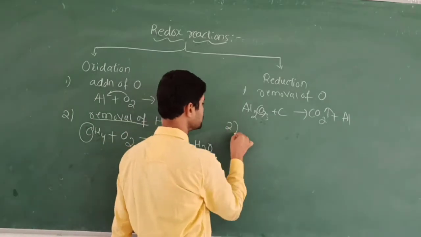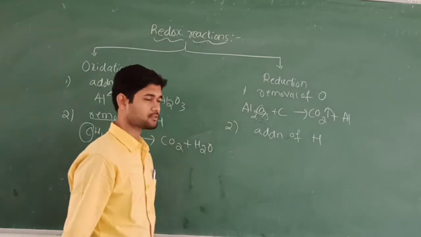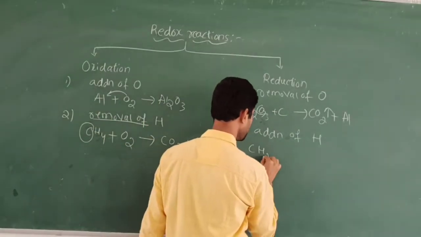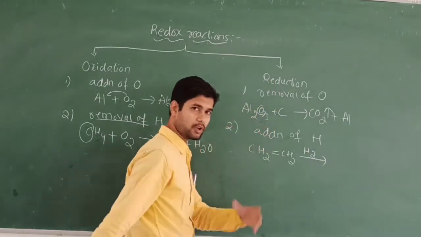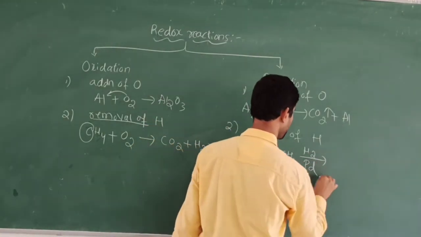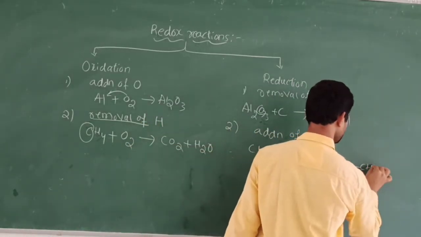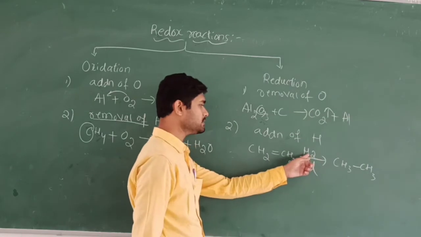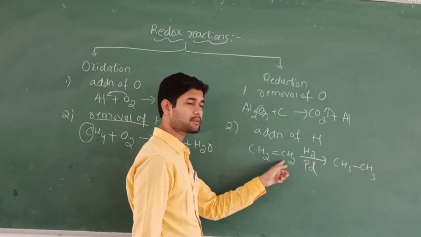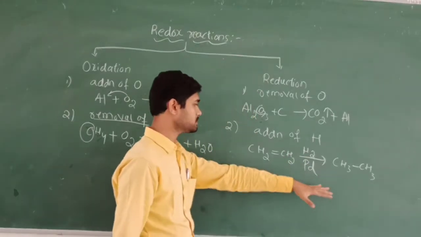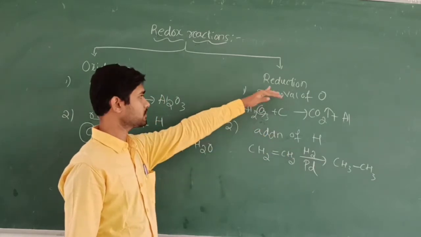Similarly, this is called addition of hydrogen. Addition of hydrogen means I take the ethene molecule, CH2 double bond CH2, and add the hydrogen molecule in the presence of a catalyst like palladium. What do we obtain here? CH3 CH3. I am adding one hydrogen to this carbon and one more hydrogen to the other carbon, and the alkane is formed. This type of reaction is an example of addition of hydrogen, and addition of hydrogen is nothing but reduction.